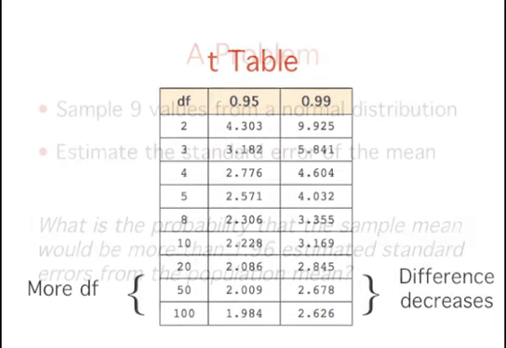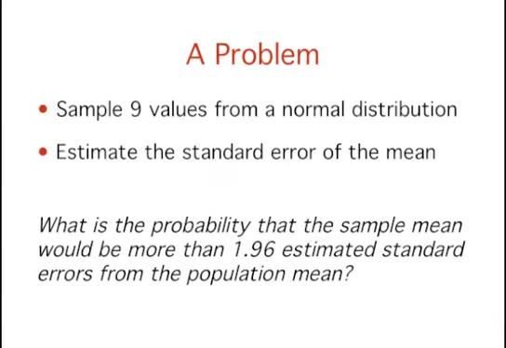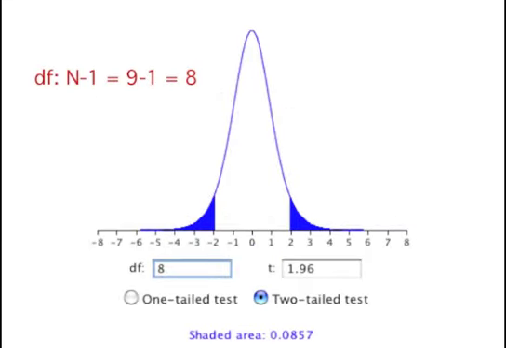Let's think about an example problem. Suppose we sampled 9 values from a normal distribution and estimated the standard error of the mean. What is the probability that the sample mean would be more than 1.96 estimated standard errors from the population mean? First, we determine the degrees of freedom. The formula, which you'll hear more about later, is n minus 1. Our sample size is 9, so we have 9 minus 1, which equals 8, degrees of freedom.